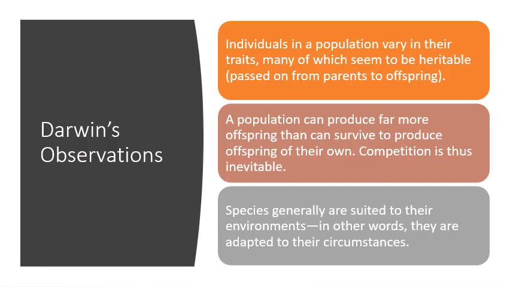What Darwin himself observed were that individuals in a population vary in their traits. That means they have differences in traits. Many of those are heritable, so they're passed on from one generation to the next. He also saw that a population can produce a lot more offspring than can survive to produce their own offspring. That means that some things die before they can reproduce. This makes competition occur. And he also noted that species are usually suited to their environments.